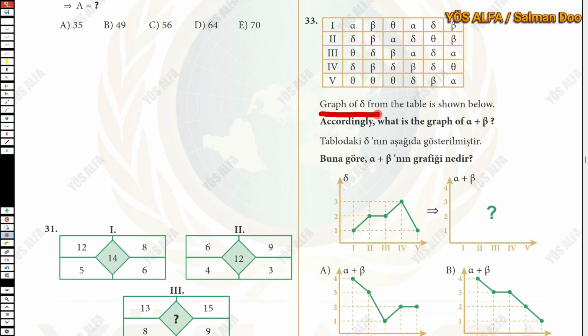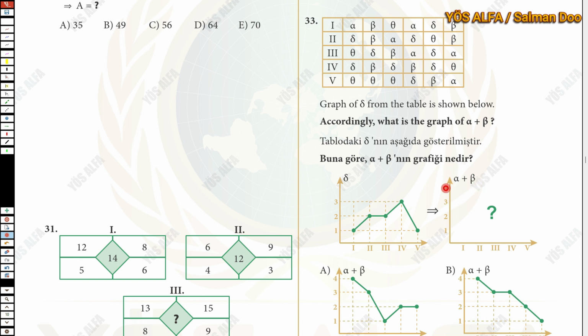C. 33. The graph of delta is given here, and 1, 2, 3, 4, 5 means the row number. 1, 2, 3, 4, 5 here. In the first row, we have 1 delta. That's the reason why we have 1 here. In the second row, we have 2 deltas. So we have 2 over here on the graph. Likewise, in the third row, we have 1 delta, 2 deltas. So we have a point over here.